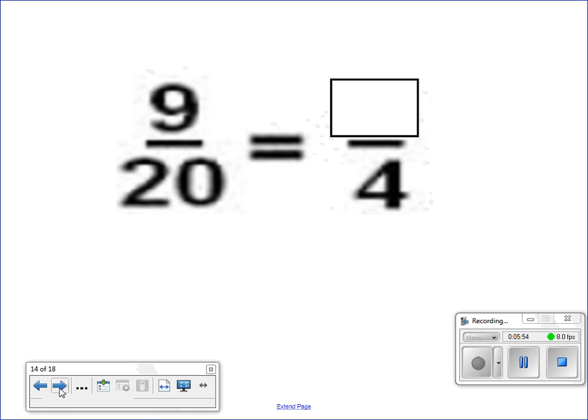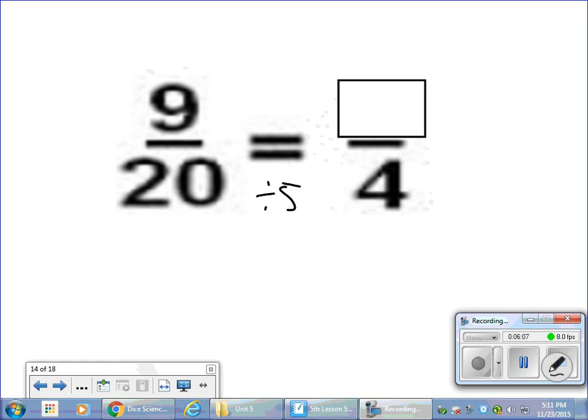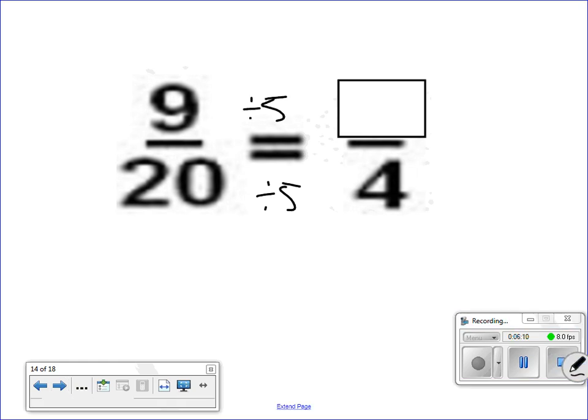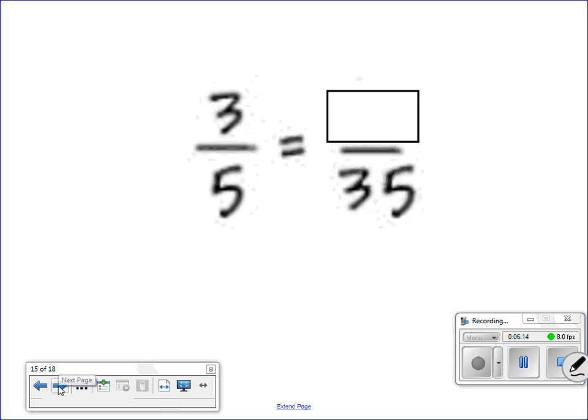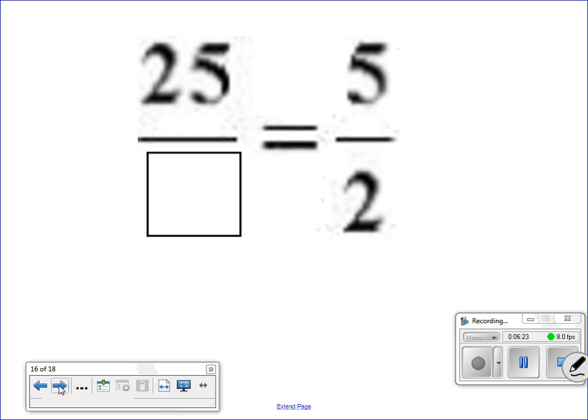Missing numbers here. 20 divided... Oh, I should divide here. I apologize. Divided by 5 gives me 4. So 9 divided by what gives me 9? Divided by 5 would give me... Now this is going to be more of a complex problem, so we're just going to skip this problem for now. We'll keep going. 5 times 7 gives me 35. 3 times 7 gives me 21. That last problem was just too high for us in 5th grade right now. It's okay. We'll keep going.